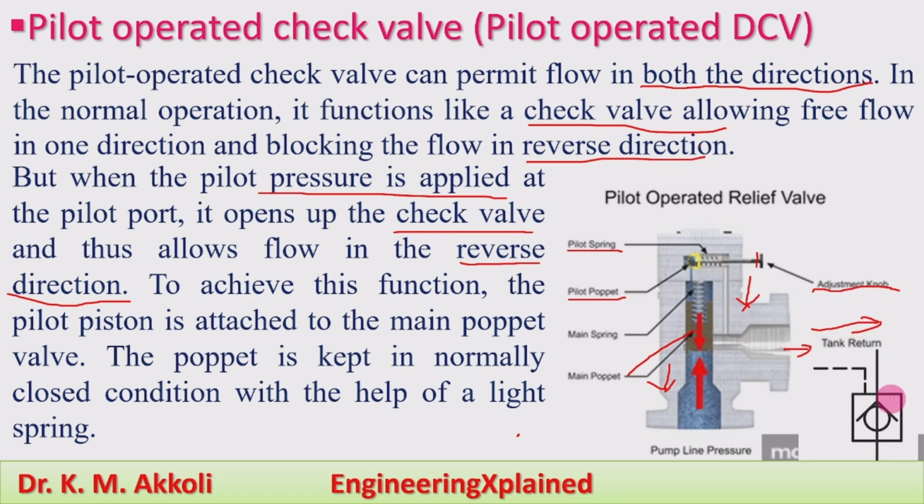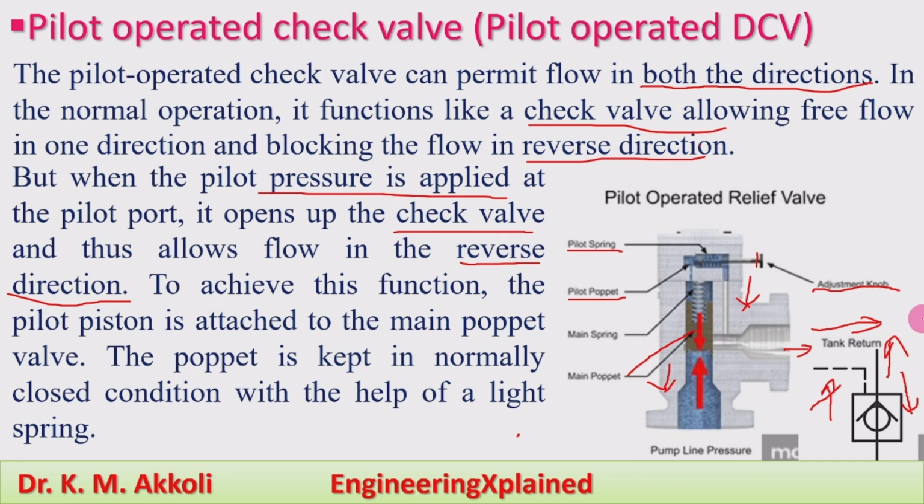The operation of the pilot operated check valve is symbolically represented by this one. In this direction, the flow usually takes place. In this direction, there is no flow, as we know. But if the pilot pressure acts on it, in this direction also the flow is taking place to the tank return. That is the operation of the pilot operated check valve.